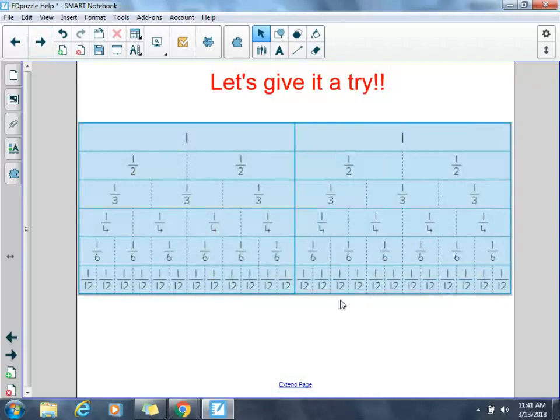Okay. So let's try a couple of these moving forward. Use the fraction wall to help you. Okay, I'm going to give you two problems here at the end. Figure out what symbol goes inside of that comparison. Use the wall to help you.